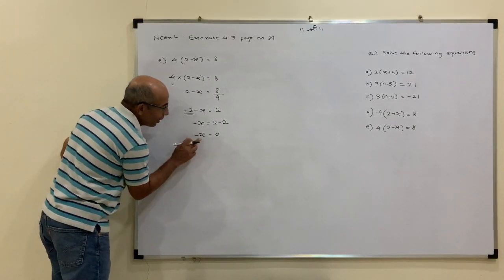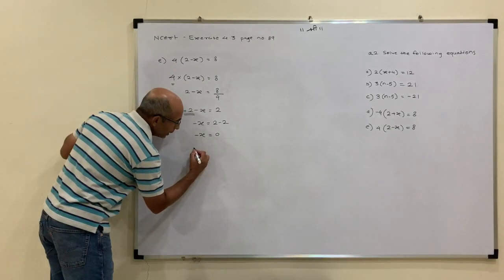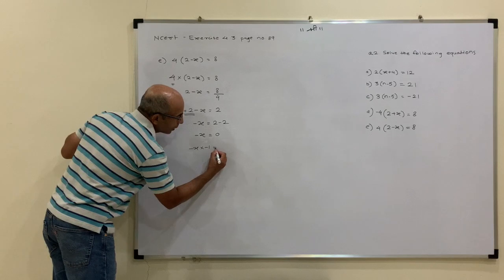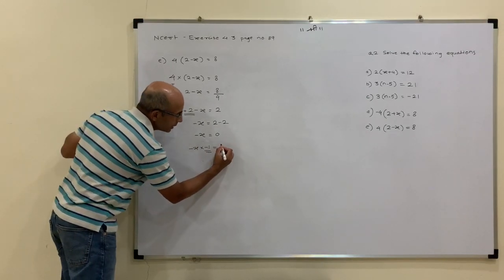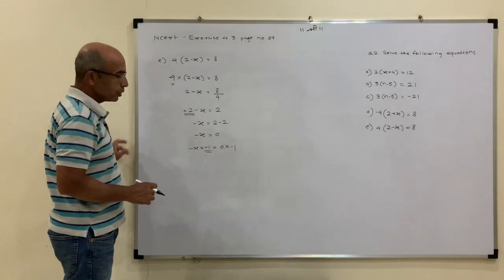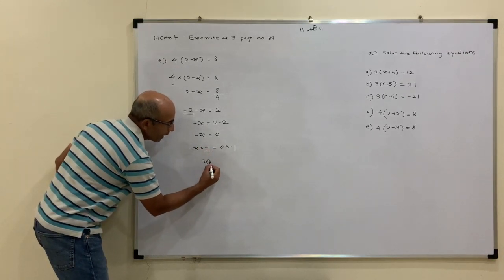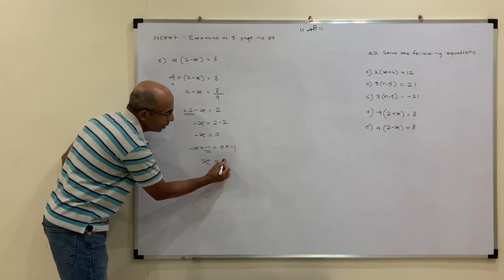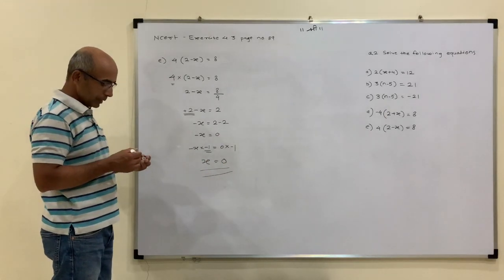So to make this x a positive number, we will be multiplying minus 1 to both the sides. So I am multiplying on this left hand side. Similarly, I will be multiplying on the right hand side. So minus x into minus 1 comes out to be x. And 0 into anything is a 0. So my ultimate answer is x equals to 0.